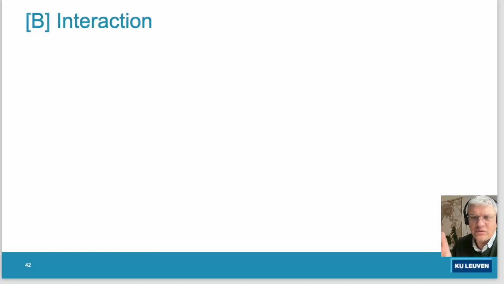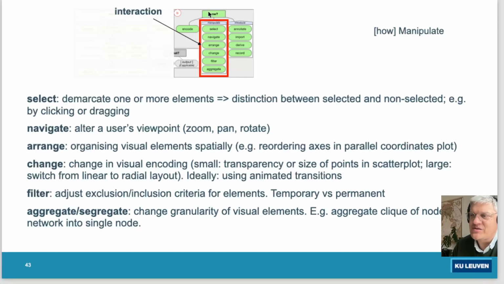So before we looked into the static representations, now let's look at interaction. There are different types of interaction. One is that you can select certain data points, you can navigate. So basically the data points don't change, but you navigate within the visual, like panning and zooming.